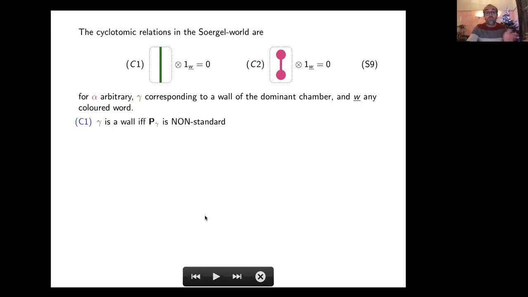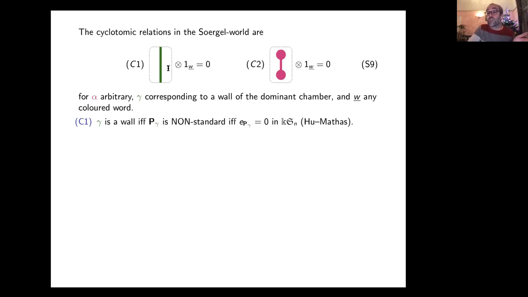So green is a wall of the thing if and only if P gamma is non-standard, if and only if the idempotent in the KLR algebra is 0. And this is just a result of Hu and Mathas from the cellular algebras paper. There you go. It's just saying in Zergel world, you say, do not go into the parabolic. In the KLR world, you say, don't consider compositions, just see partitions.